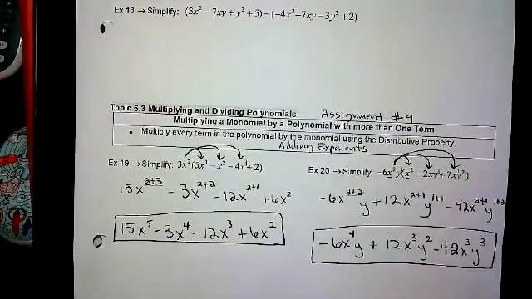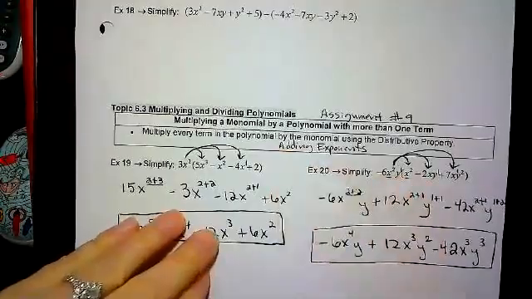We've distributed, meaning we multiplied the coefficients, and for the exponent part, we learned in our previous lesson that you would add exponents.